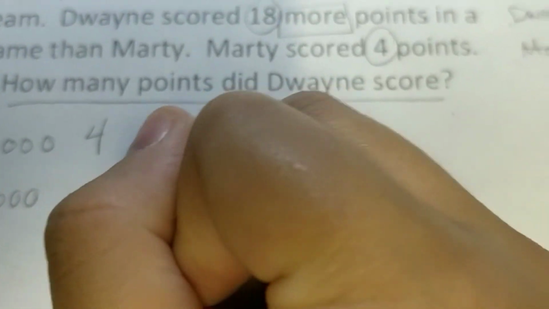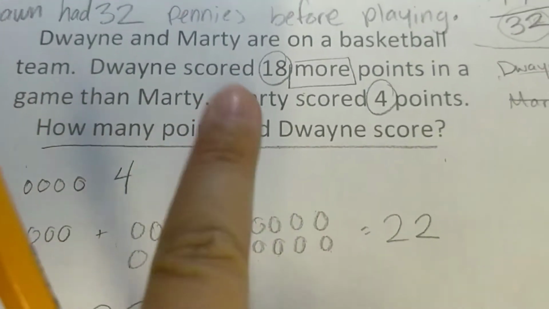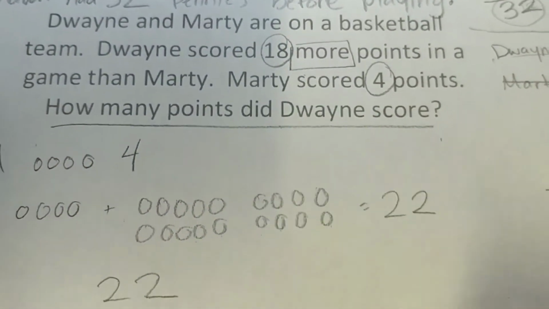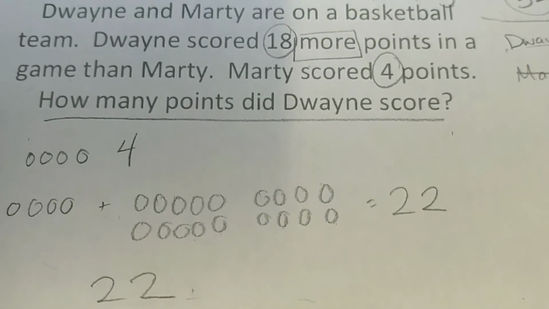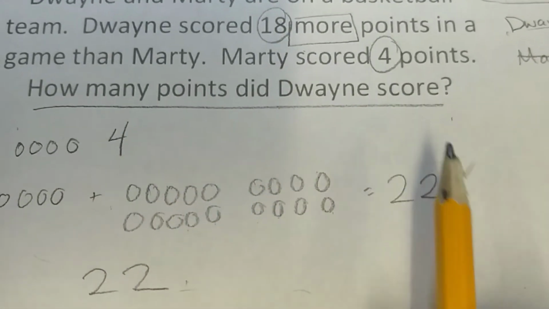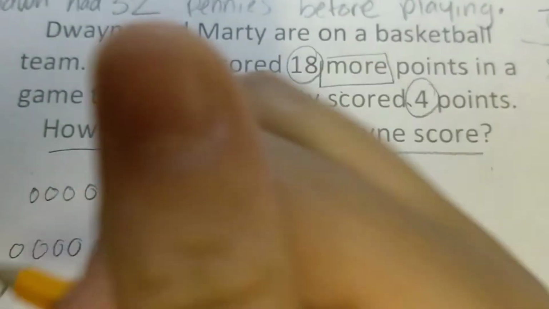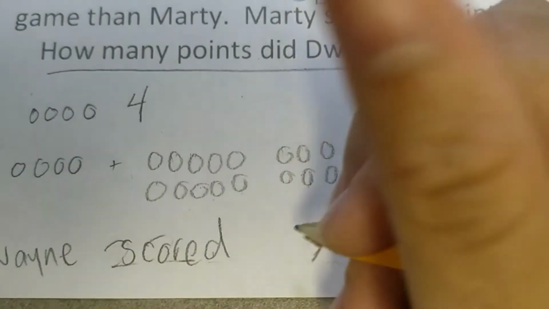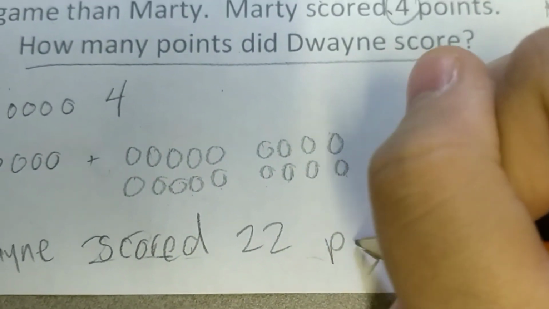So our answer is 22, but we have to make it into a sentence or add a word with our answer. So, how many points did Dwayne score? I'll make my sentence. So, Dwayne scored 22 points.